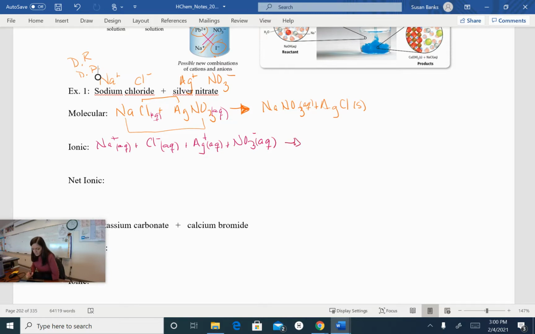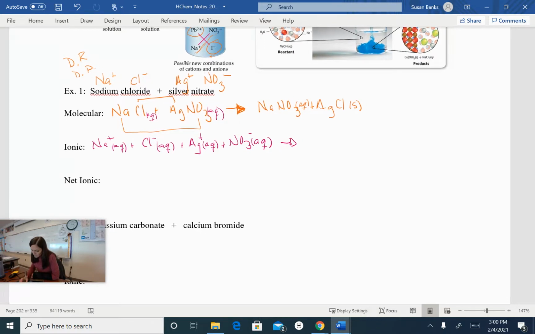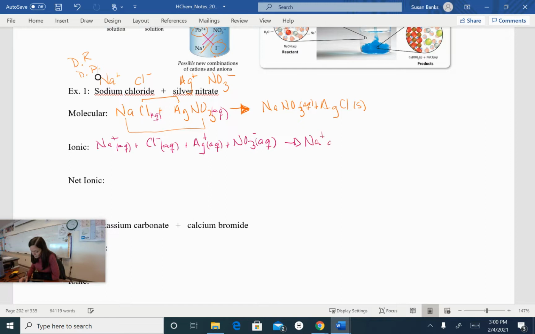Now on the other side, sodium nitrate is soluble, so it is also going to separate out into its ions. But silver chloride is not. It actually is more attracted to itself than it is to water, so it will stay together and form a solid.